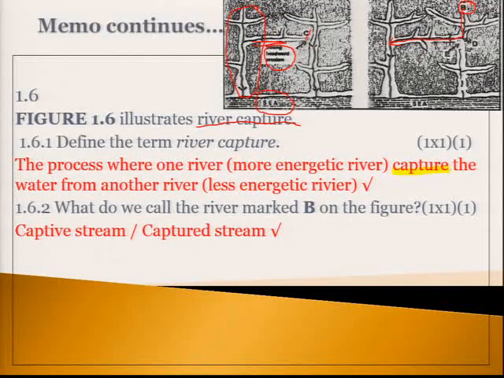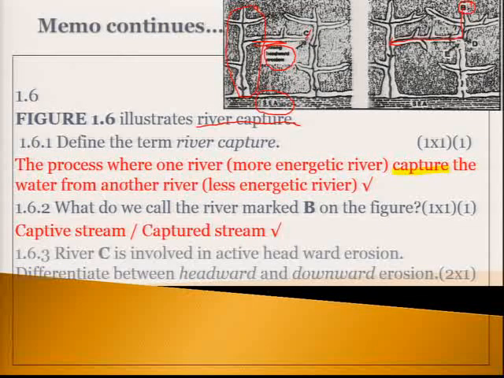Along area C here, you'll find that they are not joined. But when you move in here, you'll find that they are joined. Now it is a joint stream. Then we say at B here, you have your captured stream, the one that has been captured. And then the river C is involved in an active headward erosion.